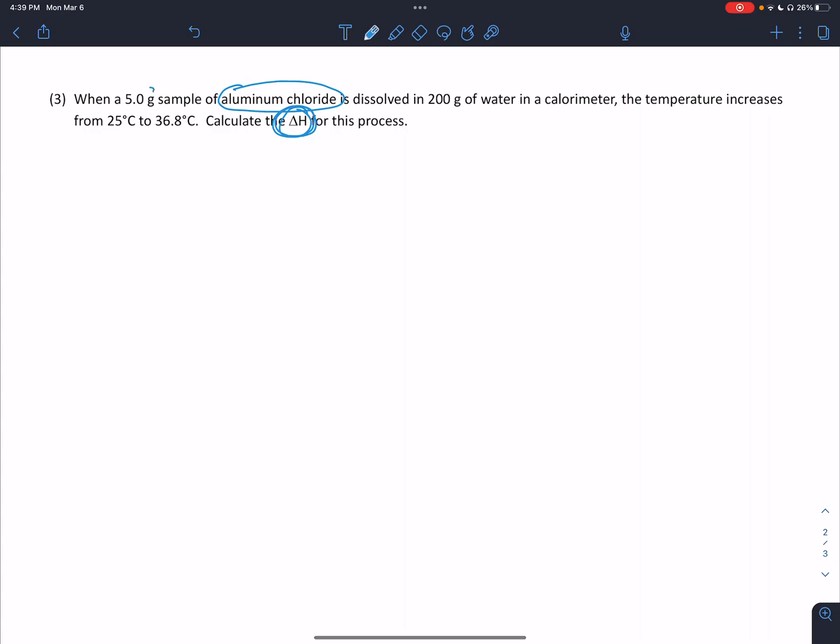We're going to have 5 grams of aluminum chloride dissolved in 200 grams of water in a calorimeter. The temperature increases from 25 to 36.8 degrees Celsius. Calculate the delta H for this reaction.